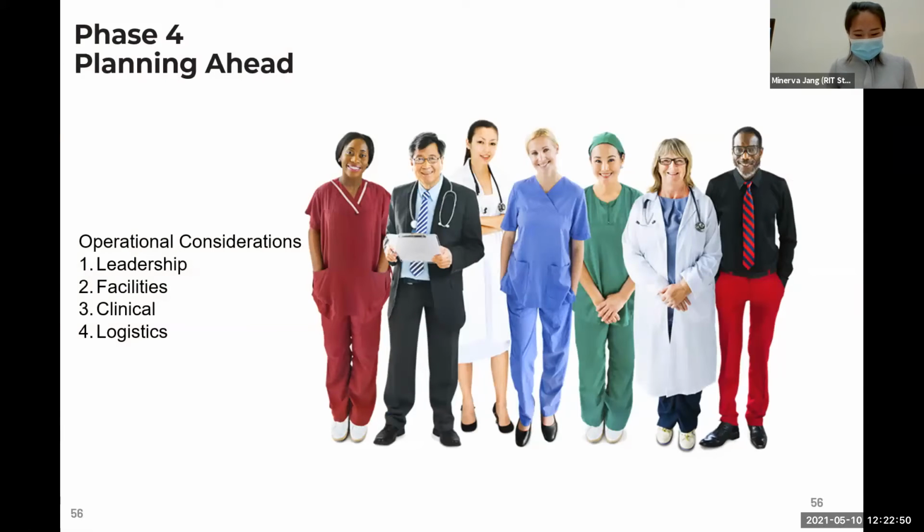Lastly, phase 4 is not an architecture phase. It is an operational phase, which is engaging community resilience to form an operational team. This was a reference from a model of McCormick Place. There are going to be 4 categories of organization: first, leadership group; second, facilities; third, clinical group; and fourth, logistics.